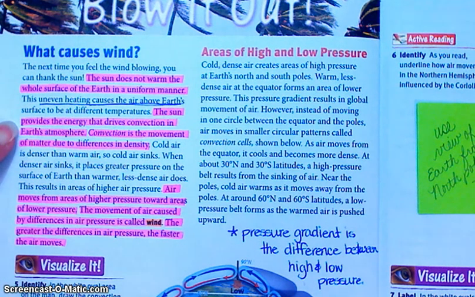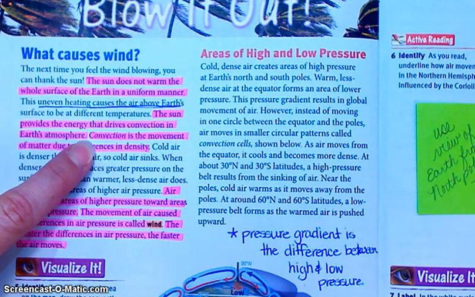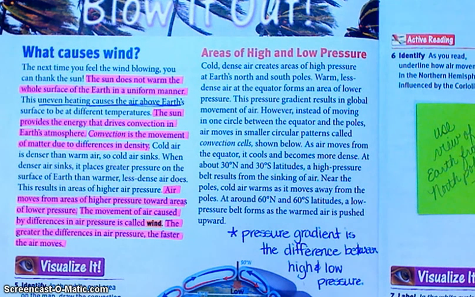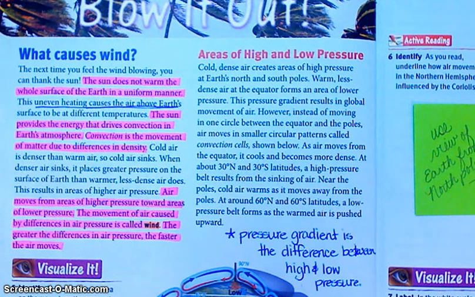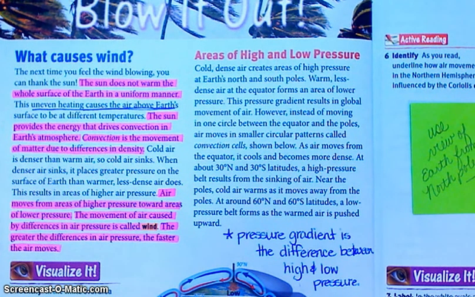And that brings us to convection. We talked about convection when we talked about convection currents in the mantle that help move the lithospheric plates. And we're going to talk about convection again because convection is just the movement of matter in a fluid due to differences in density. So we're going to have convection currents set up in the atmosphere because of the fact that the sun doesn't heat all parts of the earth the same.